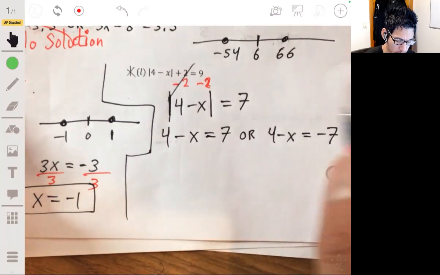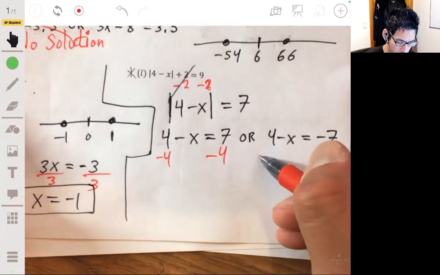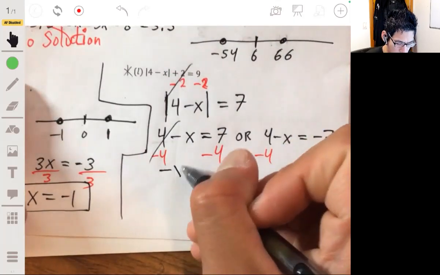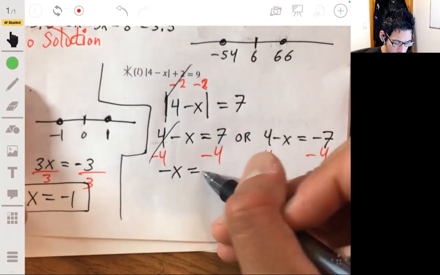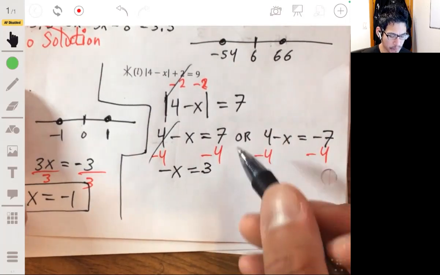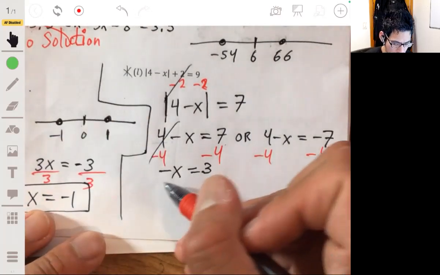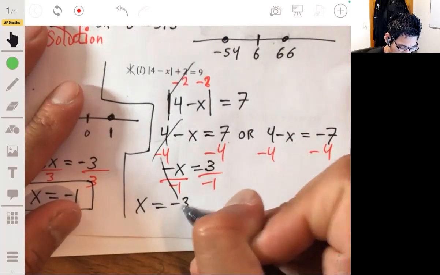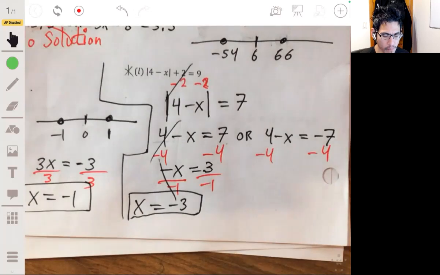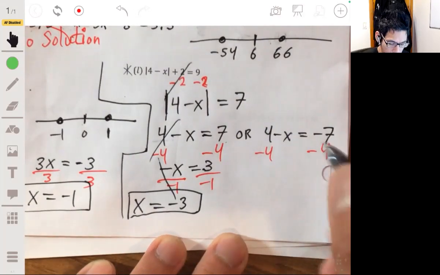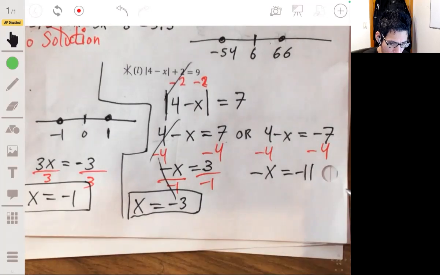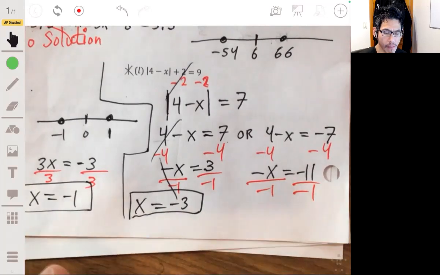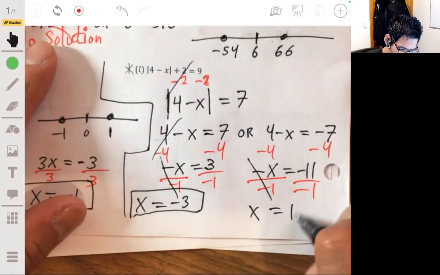And take away 4. I'm doing both of these simultaneously just to get through it a little quicker. So negative x equals negative or positive 3. Divide by negative 1. Here we'll get x is negative 3. Over here we'll have negative x equals negative 11. And divide by negative 1, and then we'll get x is 11.